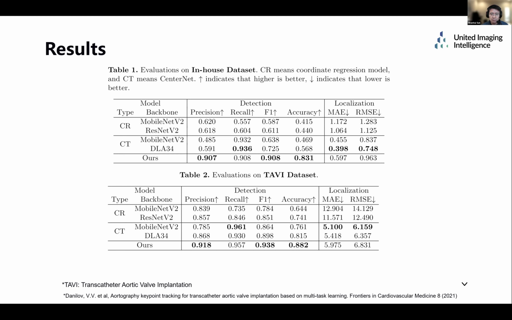For the external data set, it is a TAVI data set. Basically, TAVI is different from PCI, but we figured out the landmark constellation is very similar to PCI. So that's why we utilize those constellations for the evaluation. We train our neural network on the TAVI data and also evaluate on the test data set. We observe our tracking-based method is certainly better than the compared methods.